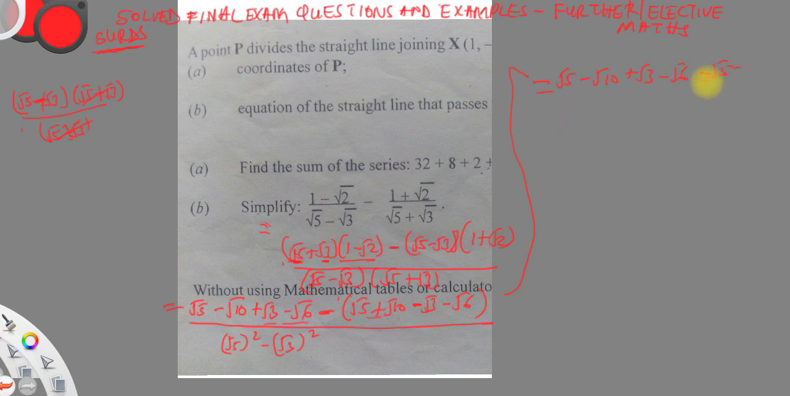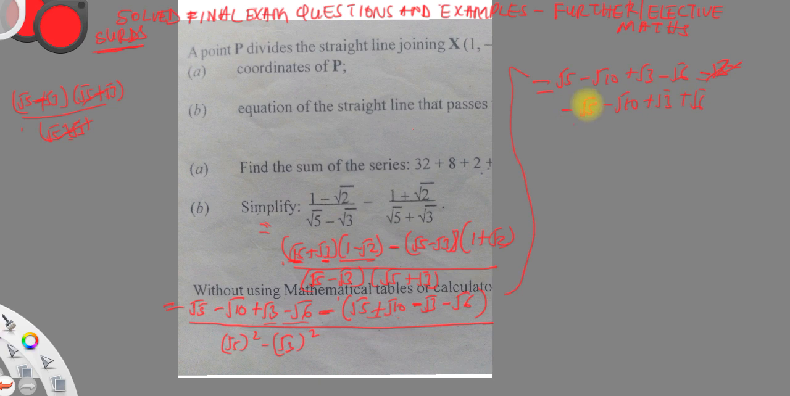So let me bring it here. Negative square root of 5, coming from here, the negative square root of 10, and then positive square root of 3, so it becomes plus square root of 3. Then plus square root of 6. This is what we have, okay?